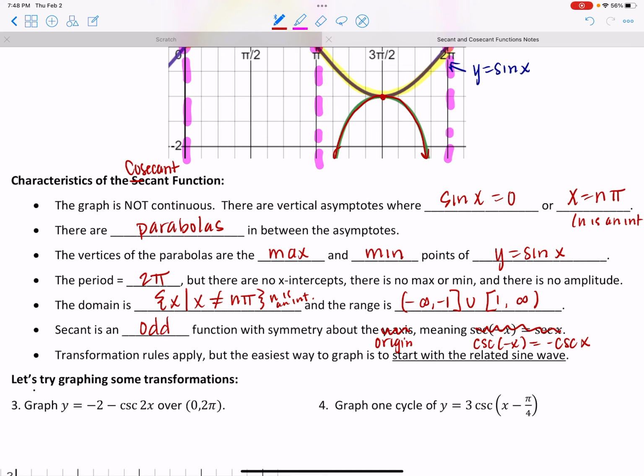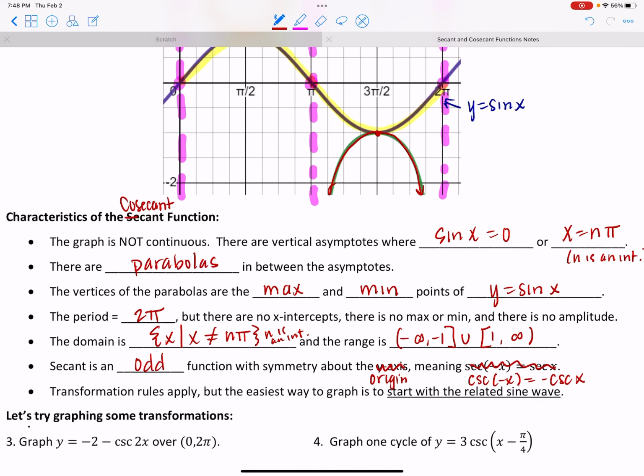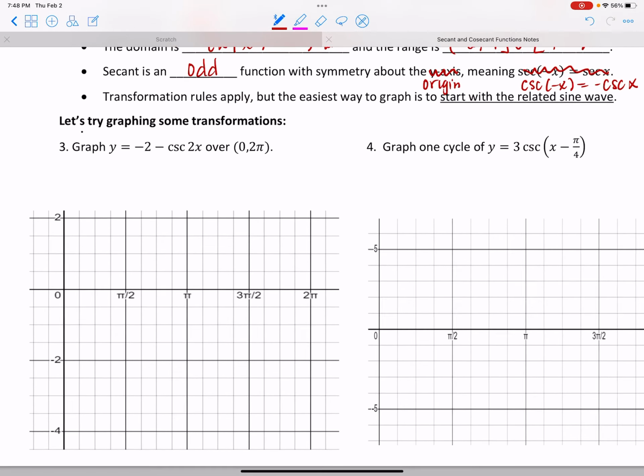So when I think about the cubic function, one that we know, right? 1 cubed is 1, or negative 1 cubed is negative 1, or 2 cubed is 8, negative 2 cubed is negative 8. That's what's happening here. If I take the cosecant of a positive angle, I get positive. Take the cosecant of a negative angle, I get negative. Okay? Alright, so I'm sorry for the copy and paste issues. Now, let's try to graph.